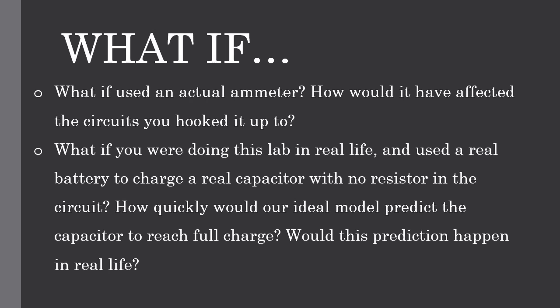Some interesting things to think about: if we used a real ammeter, real ammeters actually have a little bit of resistance. So that would have tweaked some of the numbers, because things aren't ideal in the real world. Same thing, if we used a real wire to charge a capacitor with no resistor, we would still get a different number because normal wires actually have resistance, just really small resistance, but still some resistance, and that would have changed the expected value.